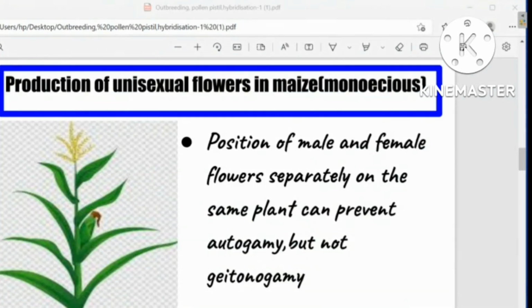Now this is a maize plant. Here what we see in the tip of the shoot are male flowers and these are the female flowers. So the position of male and female flowers separately on the same plant, they can prevent autogamy, but in this case they cannot prevent geitonogamy.